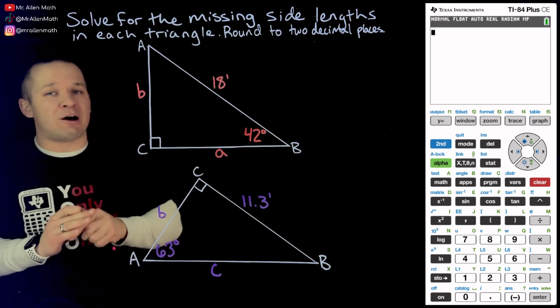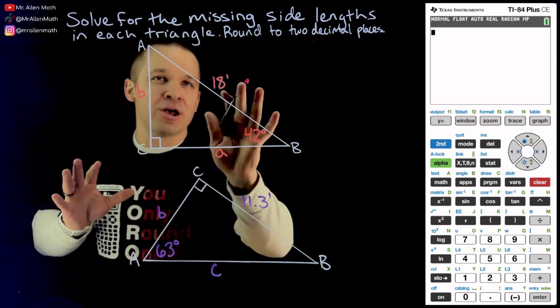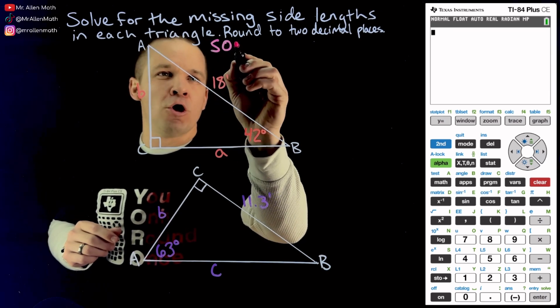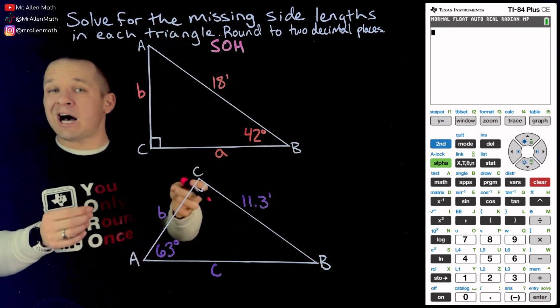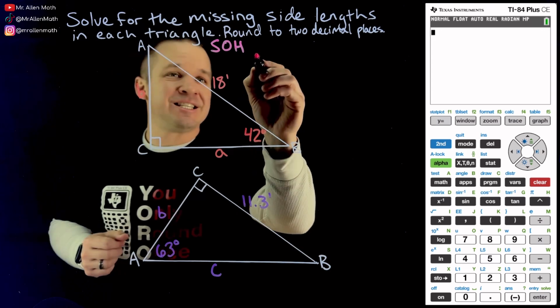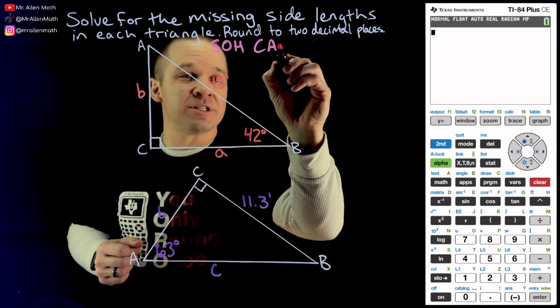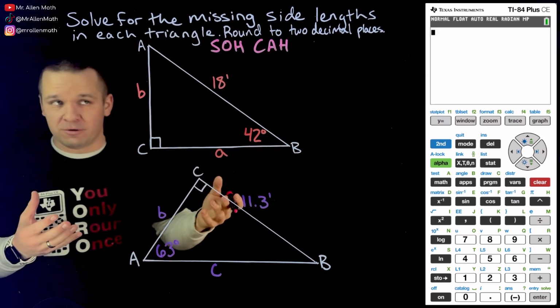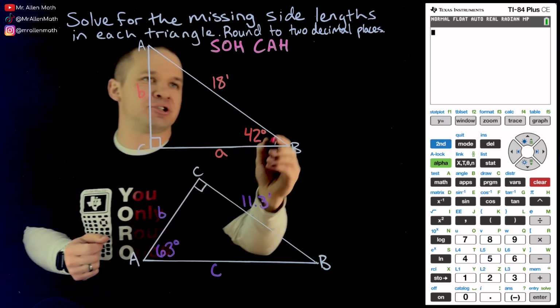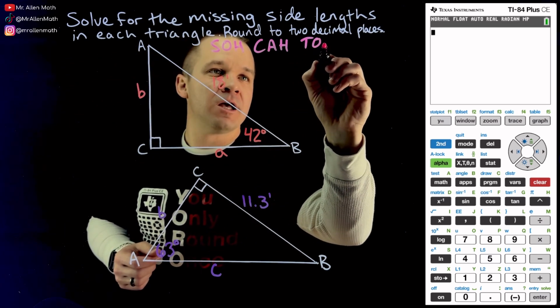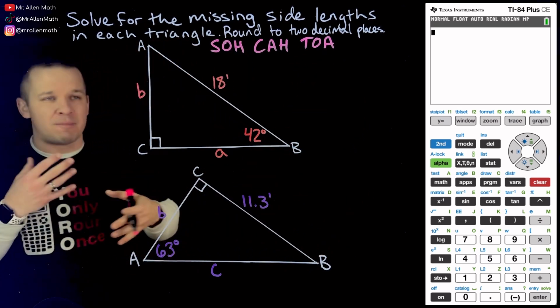So I'm going to want to write down a little SOHCAHTOA right now, just so I have it up here. S-O-H, that's for sine, which is opposite over hypotenuse. CAH, that's cosine, which is adjacent over hypotenuse. And then TOA for tangent, which is opposite over adjacent. We use that acronym to remind ourselves of it.